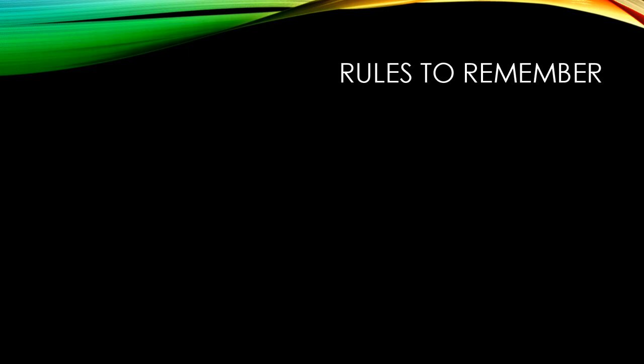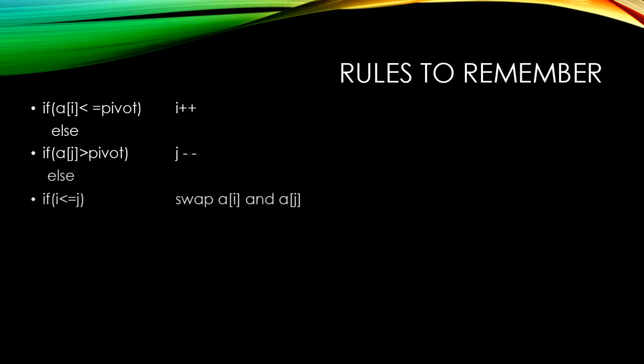Before we start our quicksort, we have to remember some rules. The first rule is, if a of I is less than or equal to pivot, we have to increment I. The second rule is, if a of j greater than pivot, we have to decrement j. The third rule is, if I less than or equal to j, we have to swap a of I and a of j. The fourth rule is, if I greater than j, swap a of j and pivot.